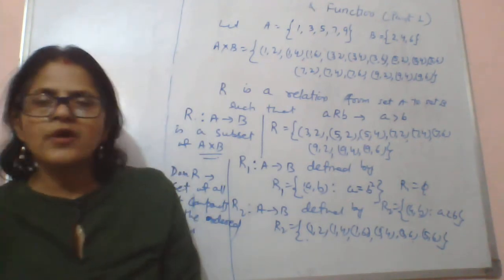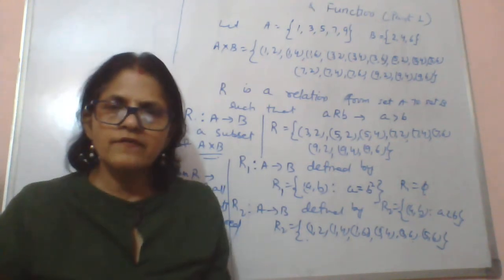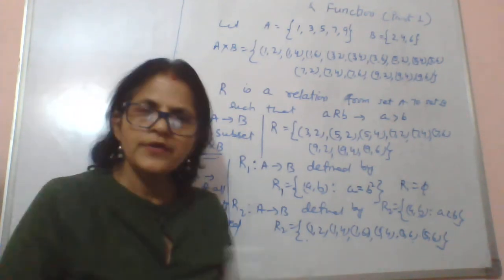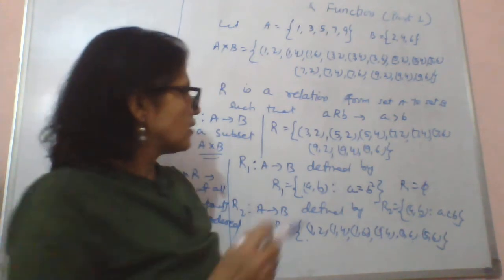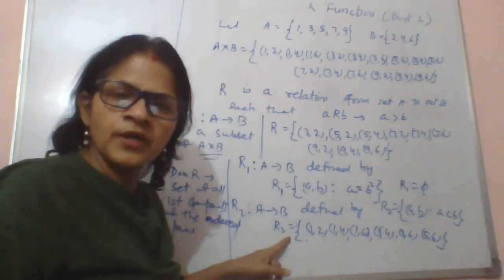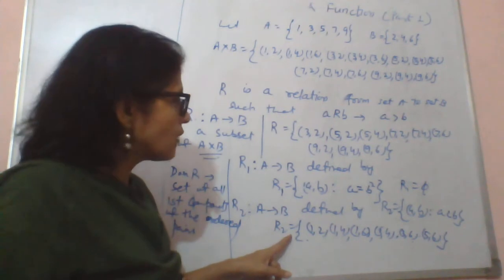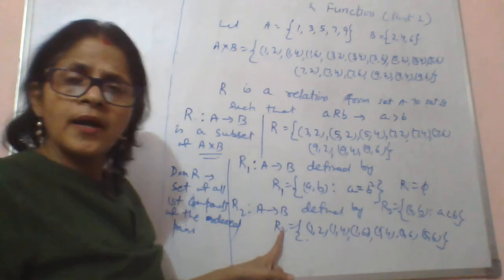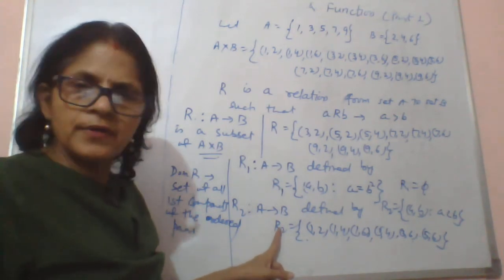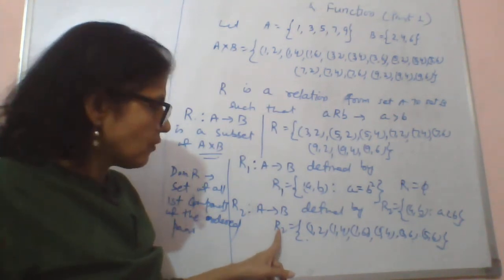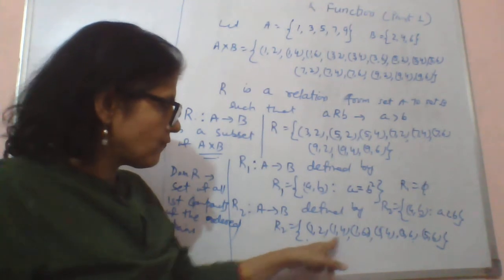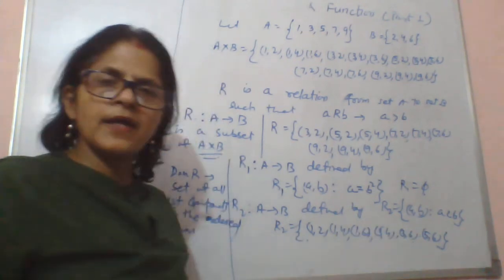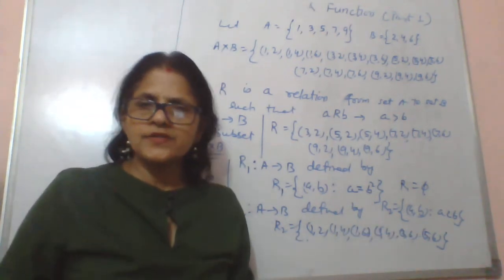Similarly, we also have studied in 11th standard the inverse of a relation. The inverse of a relation is obtained just by interchanging the components. It means if the relation is non-empty, suppose I take R2, it is a non-empty relation. R2 inverse would be (2, 1), (4, 1), (6, 1), (4, 3), (6, 3), (6, 5), like this, right?